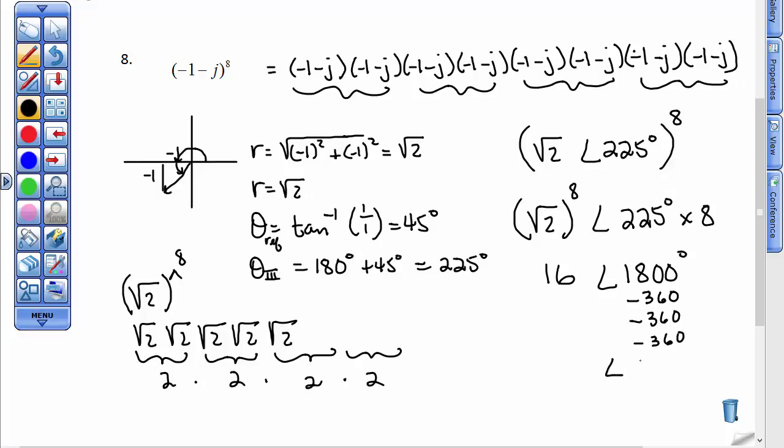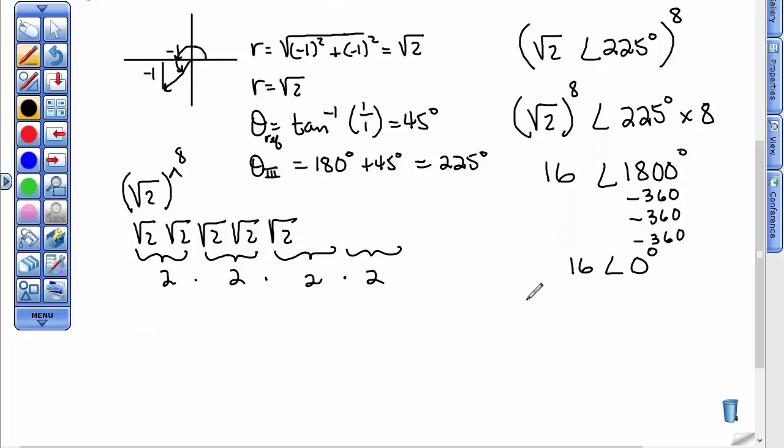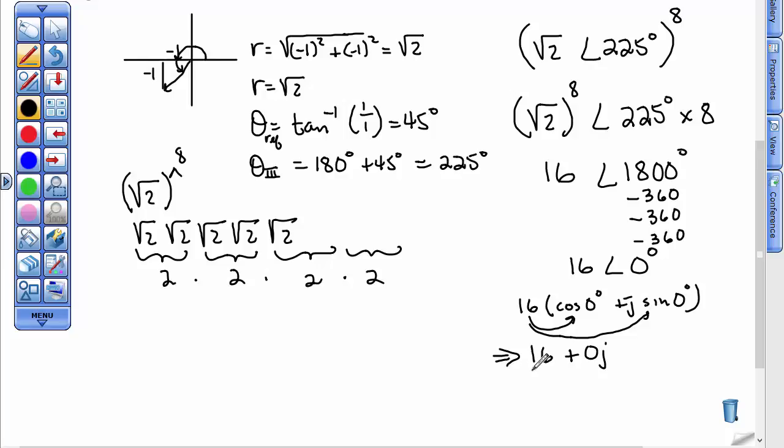But anyway, when you subtract it enough times, you're going to get down to 0 degrees. So the answer to this problem is 16 at 0 degrees. In rectangular form, that means 16 times the cosine of 0 plus j times the sine of 0. And if you were to type that, 16 times the cosine of 0 is just the real number 16, and 16 times the sine of 0 is nothing. So as a complex number in rectangular form, it'd be 16, period. You could write the 0j, but that's nothing. But that would be a way to see it in the form that was given.